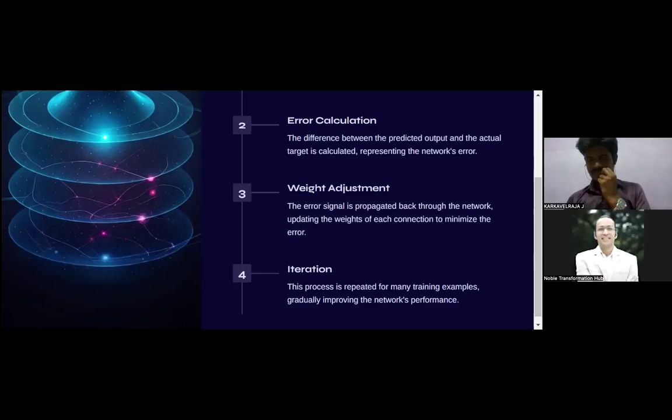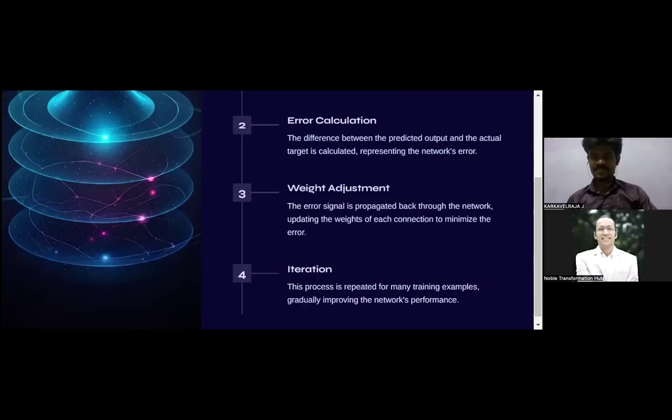Weight adjustment: the error signal is propagated back through the network, updating the weights of each connection to minimize the error. We always give weights to each data point. We convert into weights, that's what a weight is. We give numbers. Like in the Apriori algorithm, we assigned weights and then it decided which product to keep where. The same way you assign weights, and based on priority it updates the weights of each connection to minimize the error.